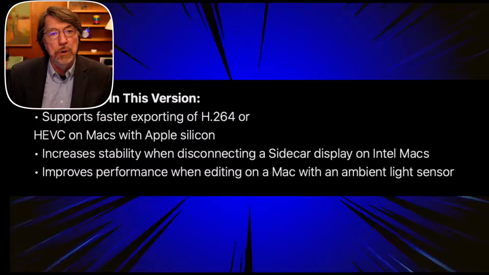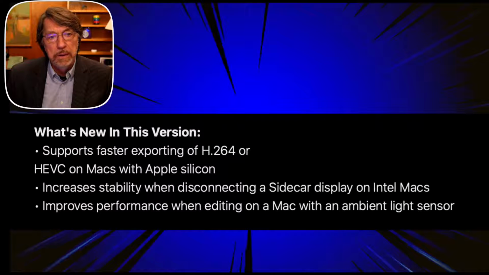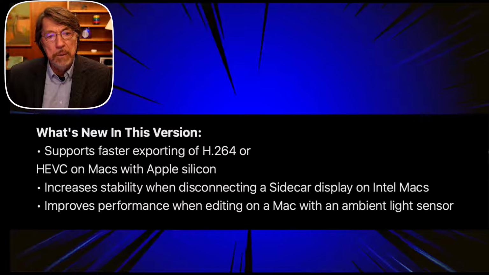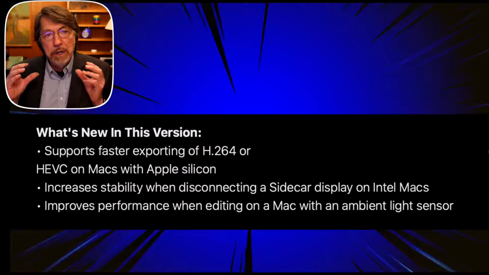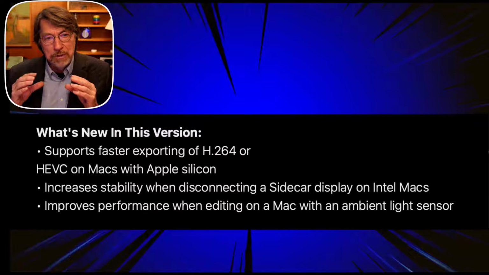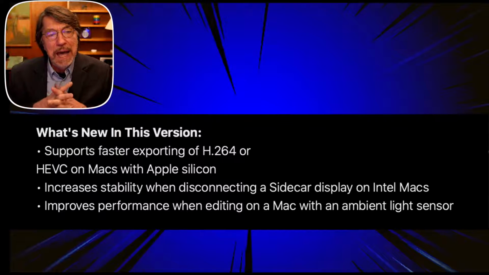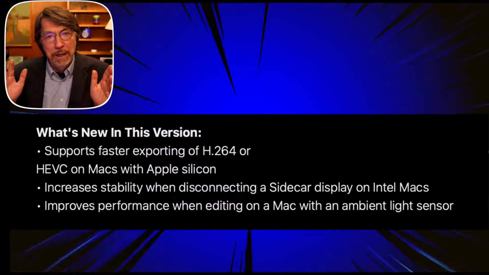So here's what's new. Supports faster exporting of H.264 HEVC on Macs with Apple Silicon. That's cool. Increases stability when disconnecting a sidecar display on Intel Macs. Improves performance editing on a Mac with ambient light sensor. Nothing about updating the audio unit animation. Final Cut Pro is very conservative when it gets to what's new in a lot of these things. Not like Logic that lists everything. If they added a comma somewhere in the text, they would say, oh, we added a comma here on page 47.